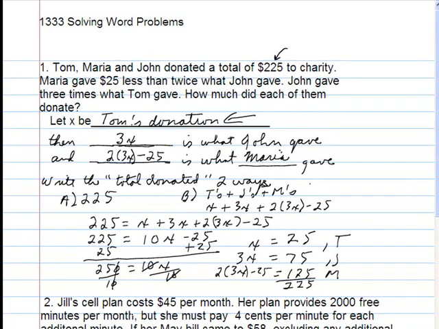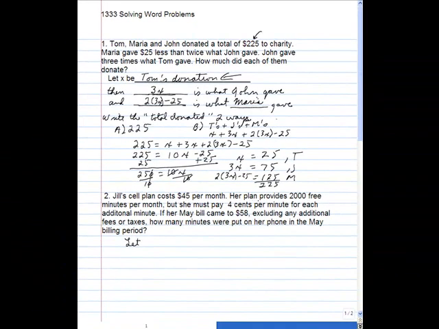It says Jill's cell phone plan costs $45 a month. She gets 2,000 free minutes per month, but she has to pay 4 cents a minute for each additional minute. If her May bill came to $58, excluding any additional fees or taxes, how many minutes were put on her phone in the May billing period? So since it says excluding any fees or taxes, we can figure this 58 is just the monthly fee plus extra minutes.